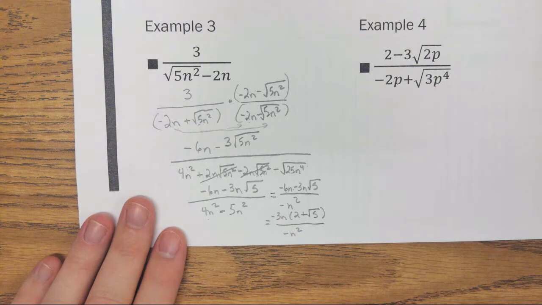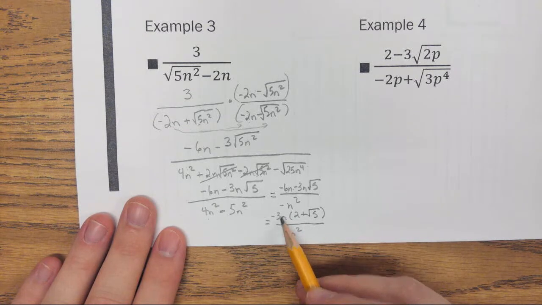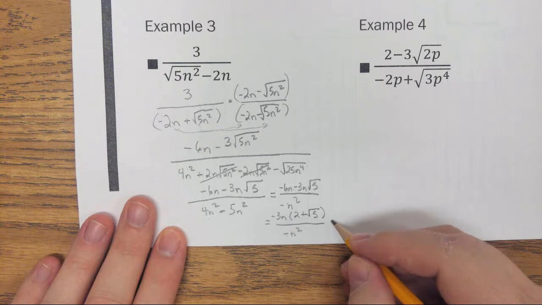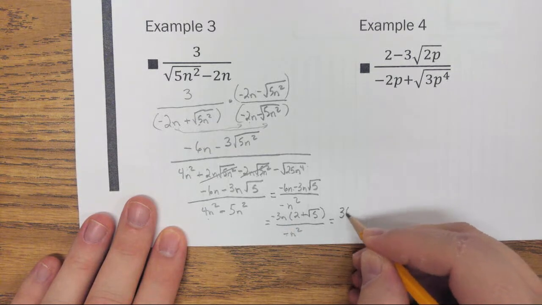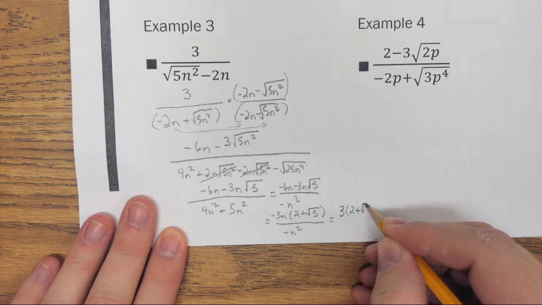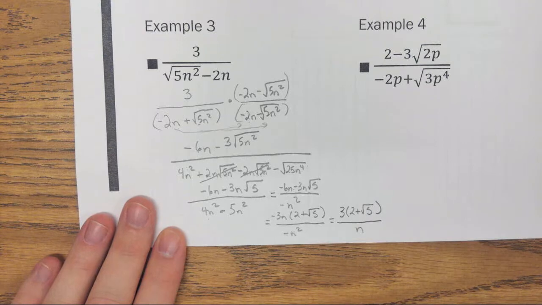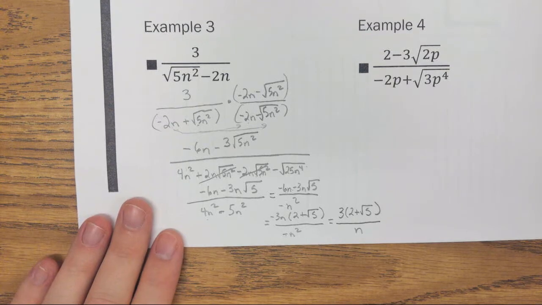We're almost there. Negative and a negative make a positive. This has 1n in it. This has 2n in it, so I can take out an n. So now I've got 3 times 2 plus radical 5 all over n. Wasn't that fun? That was the greatest bit of algebra we've done so far, wasn't it? As you can see, these things can get pretty messy.